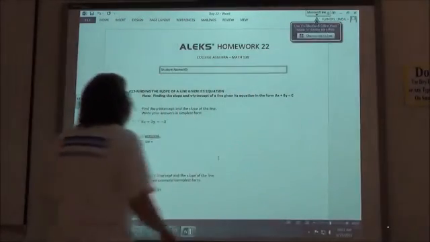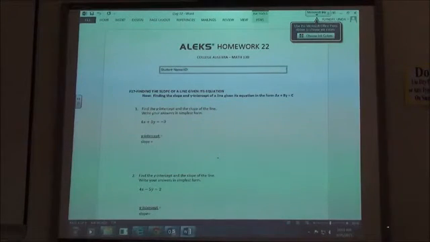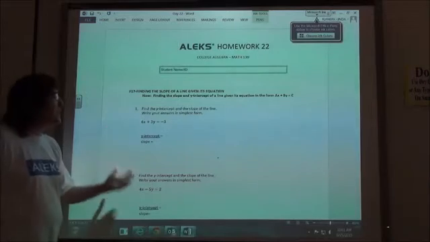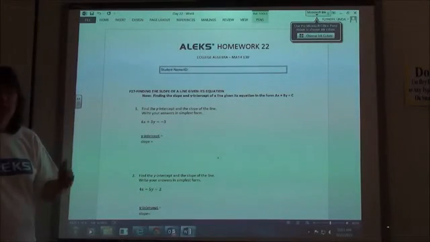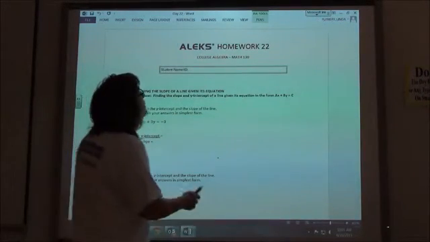So homework 22 starts off with finding the slope of the line given its equation. And the equation most of the times is going to be in standard form, and you have to change it into slope-intercept form.